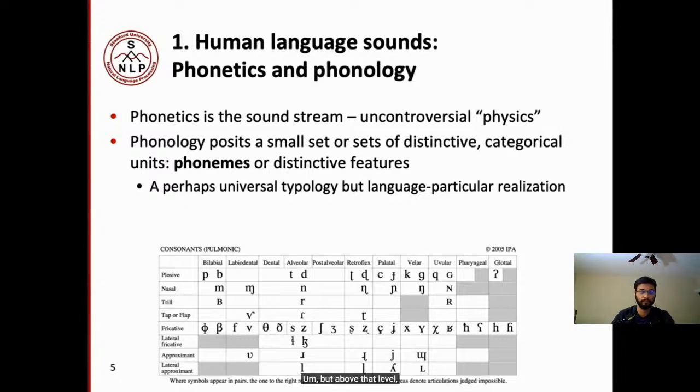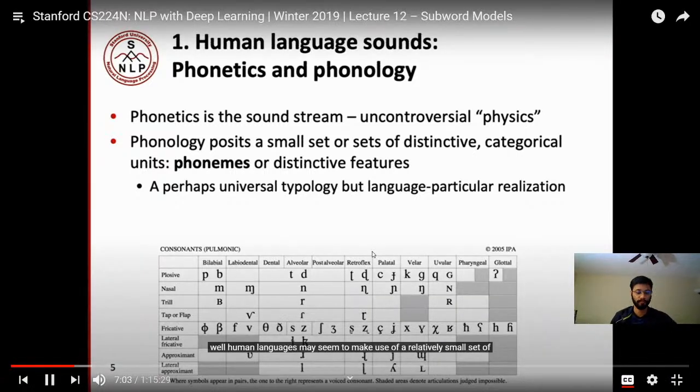But above that level, the standard thing that people do for the analysis of human languages is to say, well, human languages seem to make use of a relatively small set.